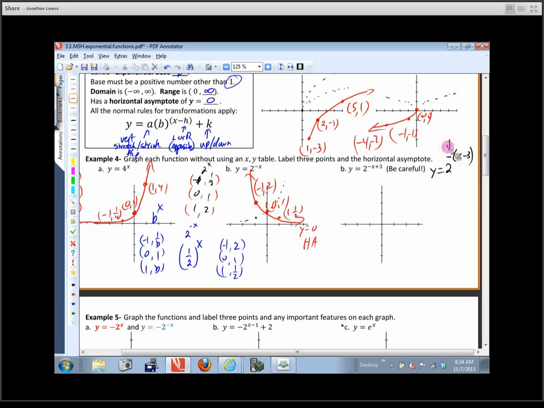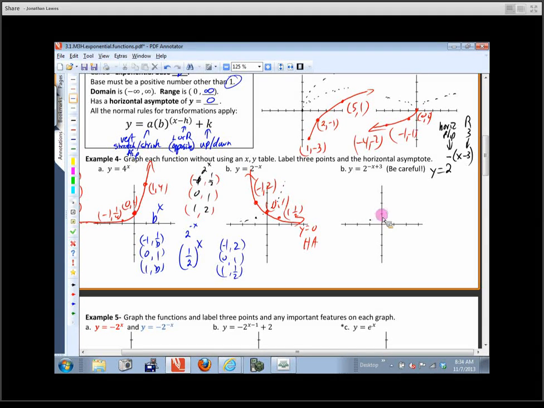So this is a horizontal flip, a reflection across the y-axis. And which way does that move our graph? To the right 3. Right 3. So it's this shape right here. I'll draw that again.